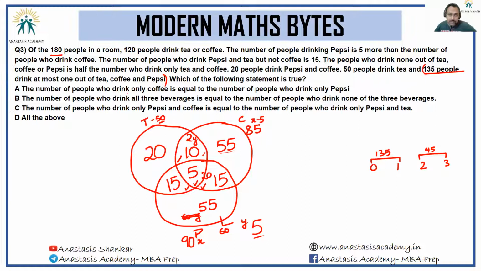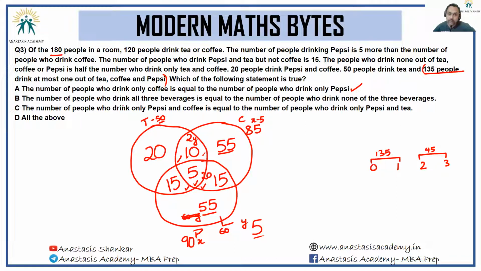Which of the following statements is true? First one, the number of people who drink only coffee is equal to the number of people who drink only Pepsi. Yes, this is valid. I have 55 here, I have 55 here. But I cannot mark A as the answer because there is also an option, all of the above. So let's go to option B.